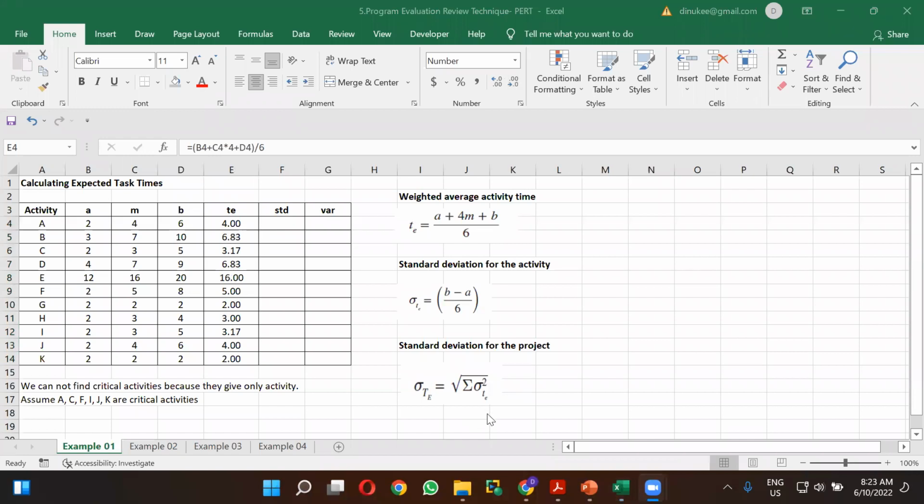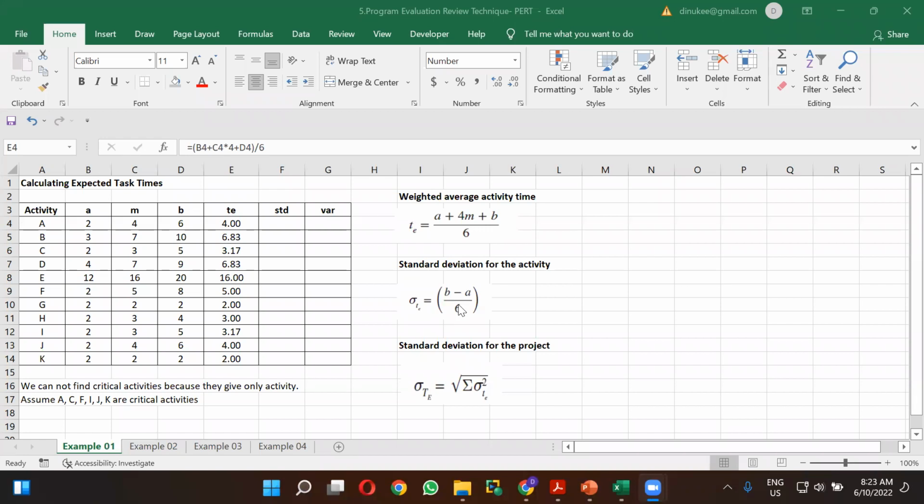Have you finished? Did you all calculate the weighted average activity time for each of these activities? So see whether you have got similar answers in the Excel sheet. Right. So the next one is we have to calculate the standard deviation for the activity.